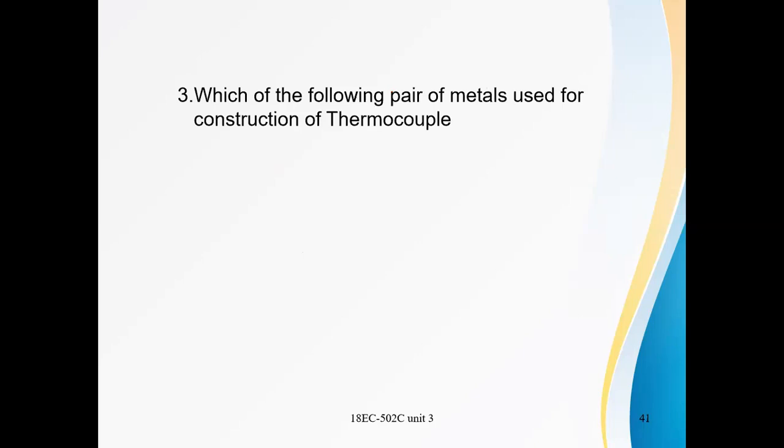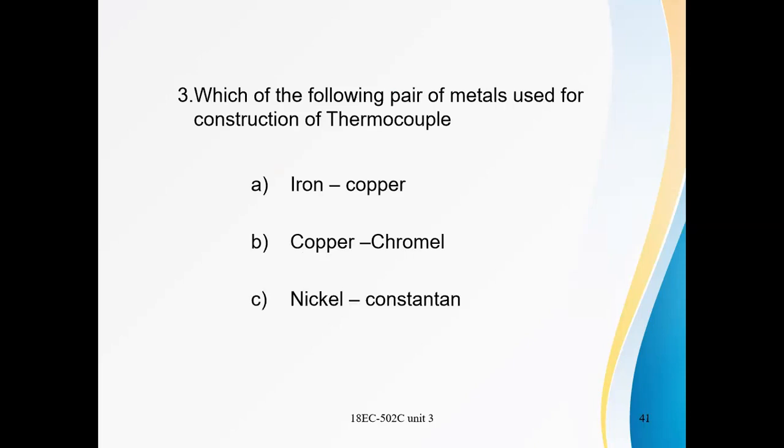Which of the following pairs of metals is used for construction of thermocouple? Option A, iron and copper. Option B, copper and constantan. Option C, nickel and tungsten. Option D, nickel and aluminum. So what is the answer? It is the pair of nickel and aluminum.